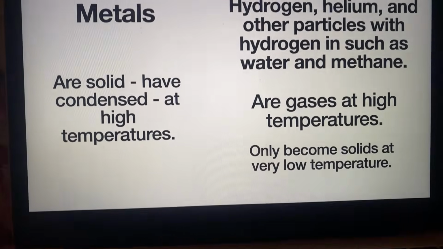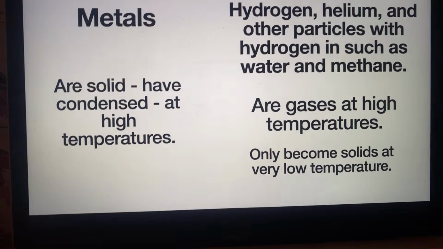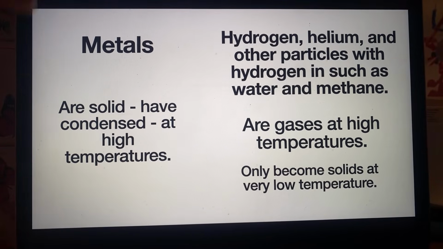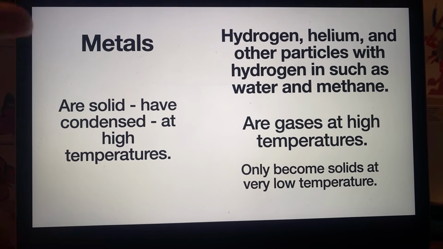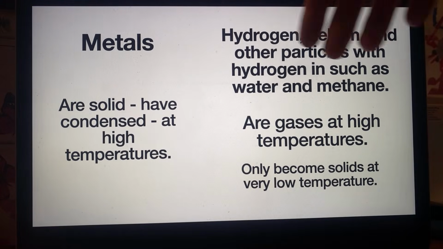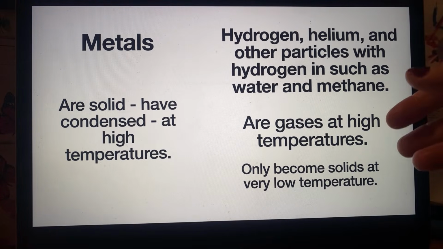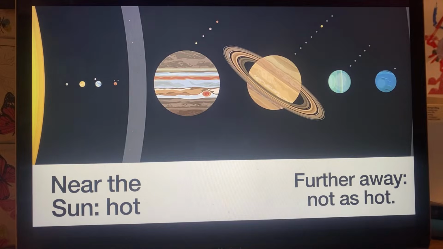Phew! Do you want to just see that on a PowerPoint? Yeah, of course you do. Here we go. Metals, I feel bad because we're going to talk about condensation and condensing and melting points and stuff like that in another lesson, not as part of the astrophysics module. But basically, metals are solid or have condensed, like become a solid, at high temperatures, whereas hydrogen, helium, other particles with hydrogen in, such as water and methane, are gases at high temperatures, so they only become solids at very low temperatures, okay?